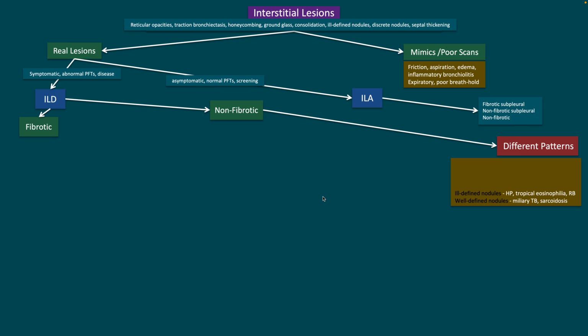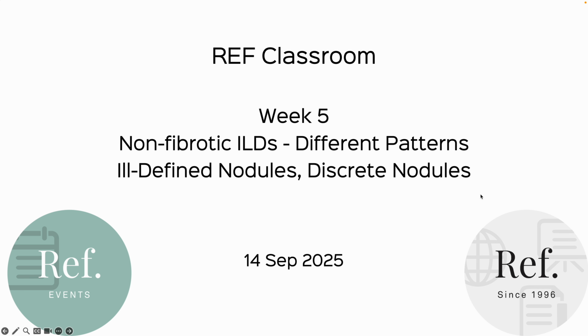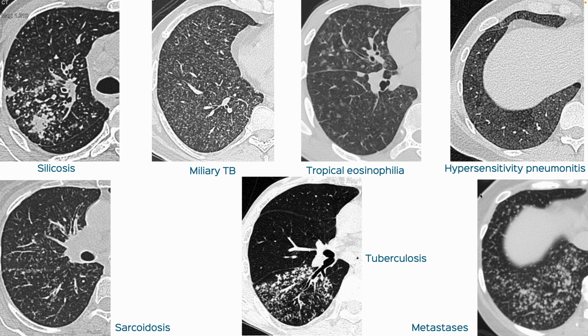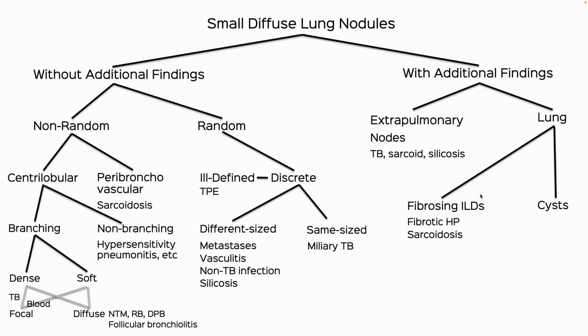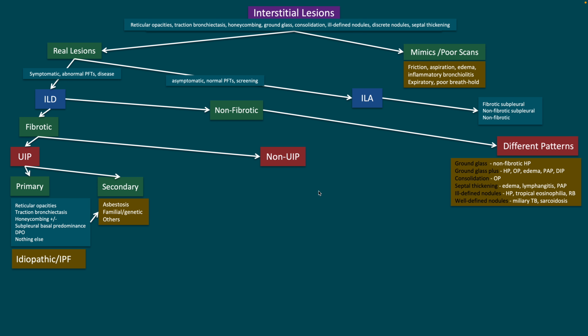Week 5 will then be about the 2 remaining signs of ill-defined and well-defined or discrete nodules. And we look at all of these entities that can simulate interstitial lung disease. And we look at this flowchart that I had created a year and a half ago or 2 years ago that looks at how to evaluate these nodules on CT.